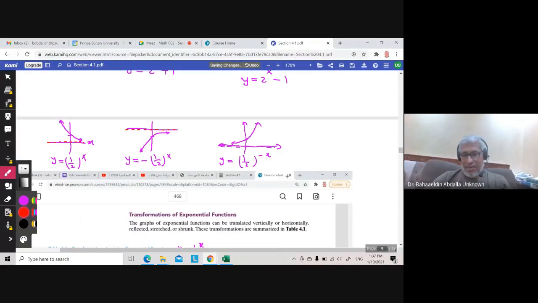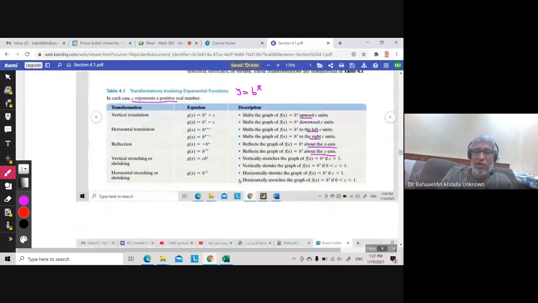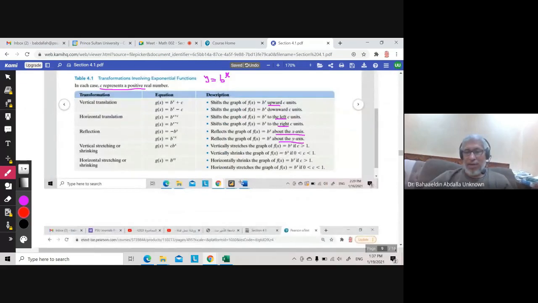Of course, notice this minus, what does it change? In fact, half to the power negative x is 2 to the power x, because the minus means you find the reciprocal of half, and the reciprocal of half is 2. Because if you remember, we said that a over b to the power negative 1 is b over a. So this is the graph of 2 to the power x. So this is the reflection. Okay, this is the reflection if you multiply y by minus or x by minus.